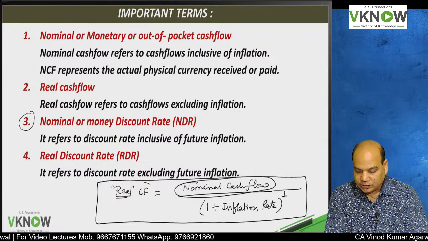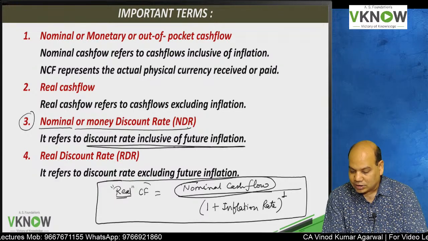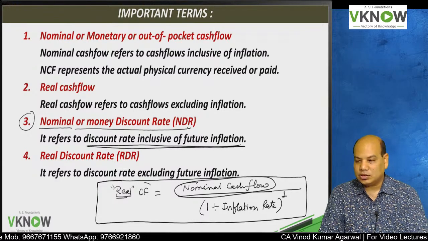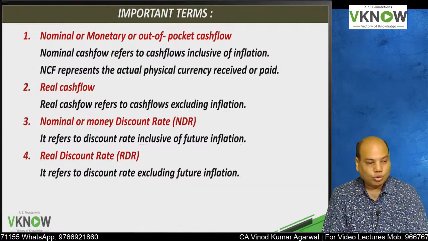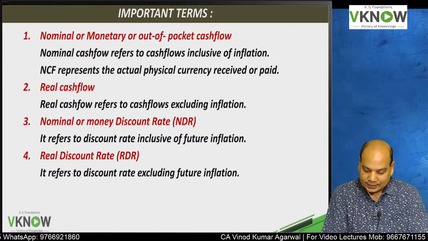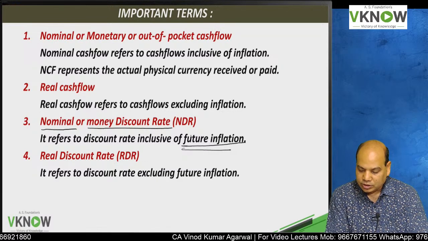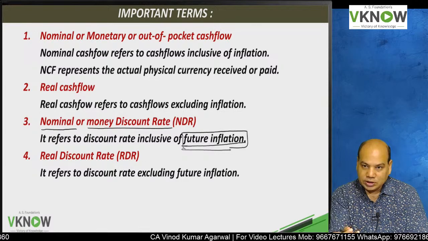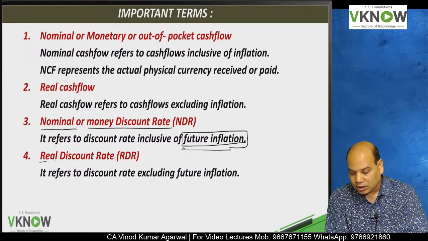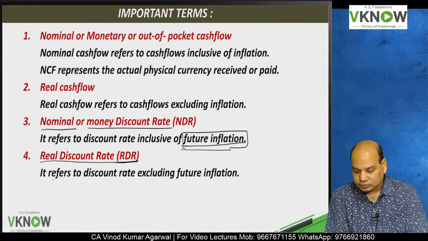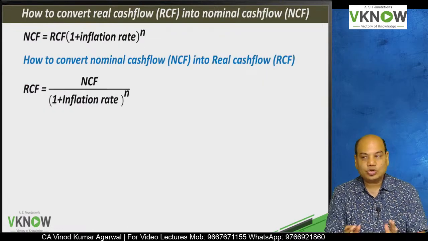Third is nominal or money discount rate. Nominal or money discount rate means the discount rate includes the future inflation also. Discount rate is inclusive of inflation. So don't add inflation again. If the problem says nominal or money discount rate is 10%, it means they have considered future inflation in that required rate of return. Real discount rate, RDR, means the discount rate excludes future inflation.